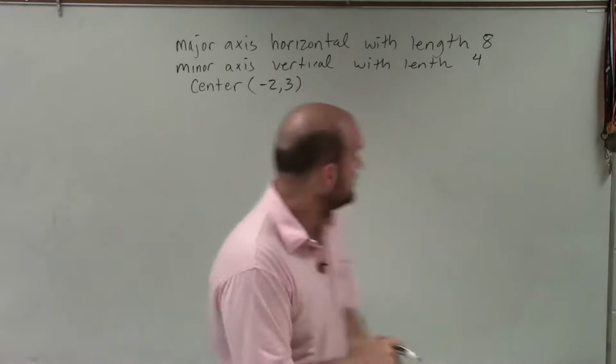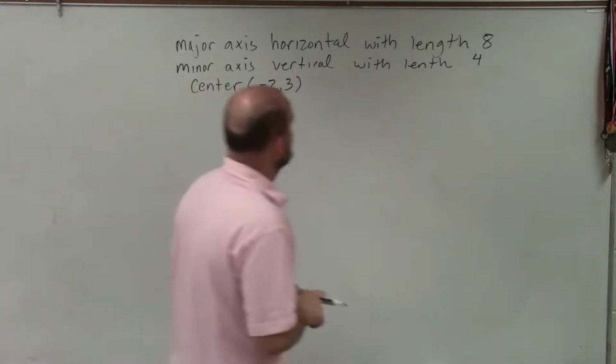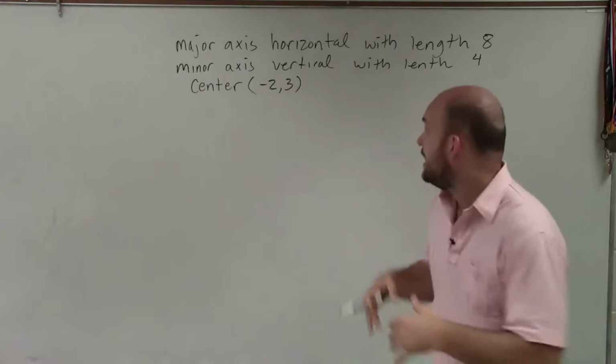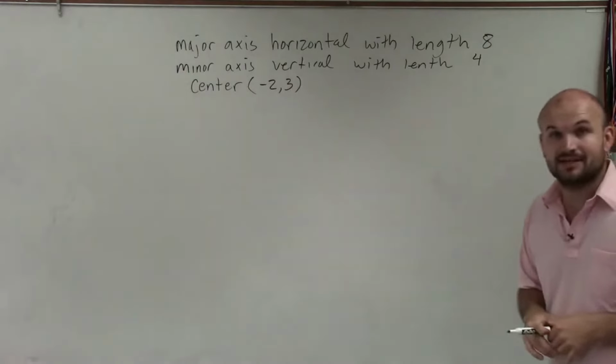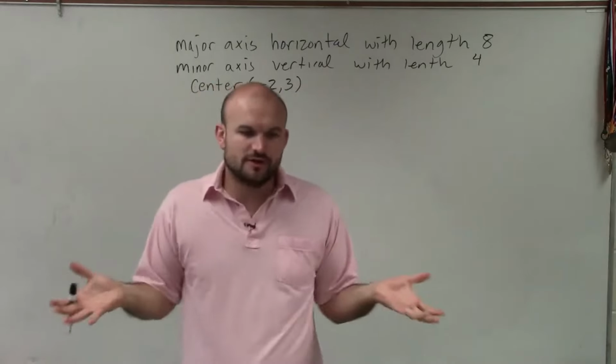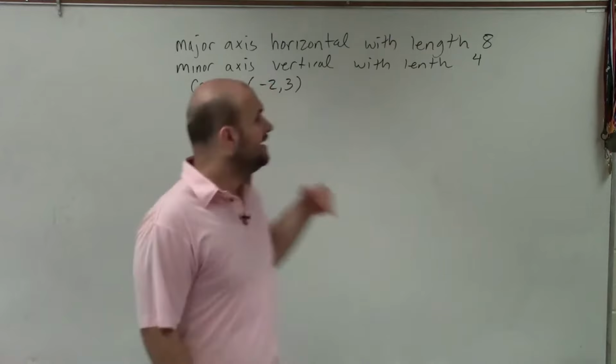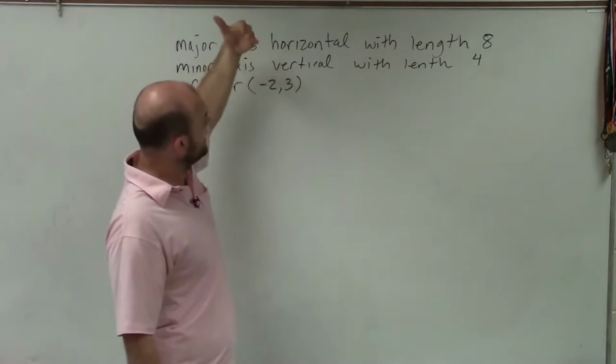Welcome, ladies and gentlemen. What I'd like to do is show you how to write the equation of an ellipse, given the major axis is horizontal with a length of 8, as well as the minor axis is vertical with a length of 4. So when we're writing an equation of an ellipse, there are two different equations, one where the major axis is horizontal and one where the major axis is vertical. And thankfully, in this problem, they say that it is horizontal.